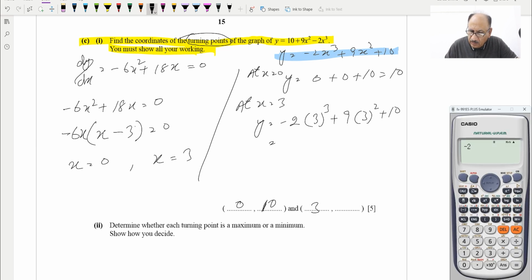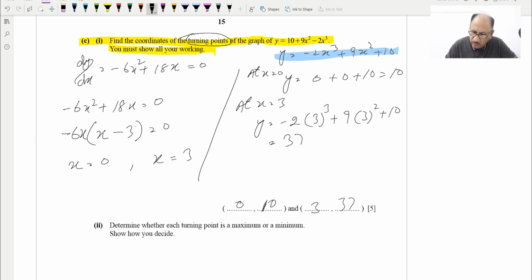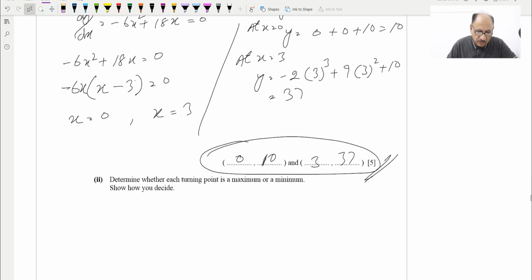So 3 cube will be 27 basically. Okay, so we can put a bracket here, and then plus 9 into 3 square, and then plus 10 is equal to 37. So this value will be 37. This was a 5-mark question. These are the two turning points which are required.